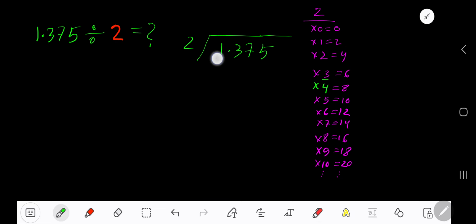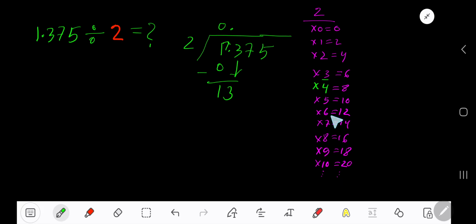So how many times does 2 go into 1? 0 times, as our current dividend 1 is less than the divisor 2. So 0 times 2 is 0. Subtract, we get 1. Now bring down the next digit. Before this digit there is a decimal. The decimal always comes to the quotient directly.